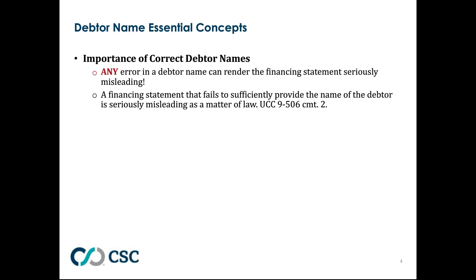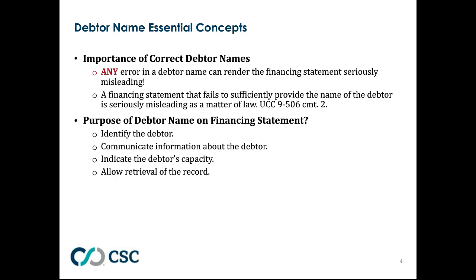And if it's seriously misleading, a financing statement that fails to provide the correct name of the debtor is going to be seriously misleading as a matter of law. What that means is that the court gets to decide, not a jury or anything like that.